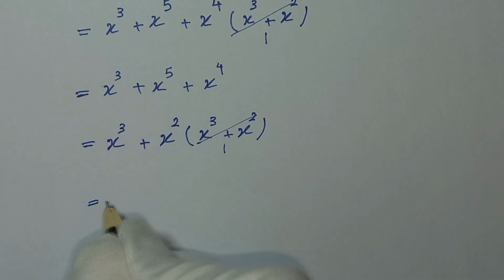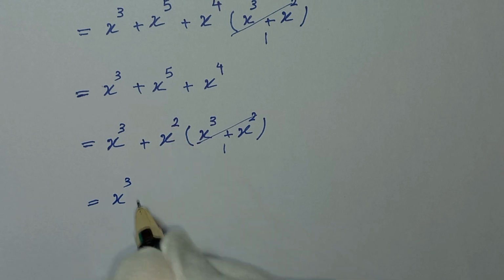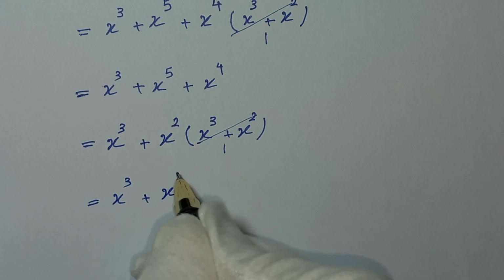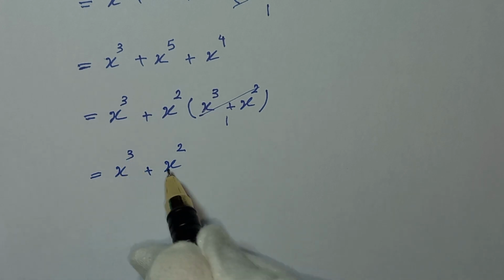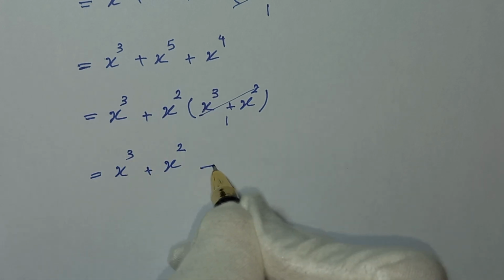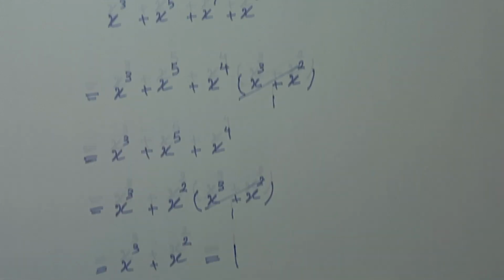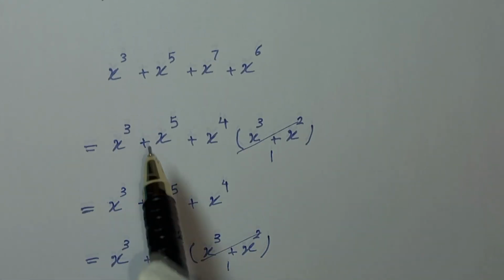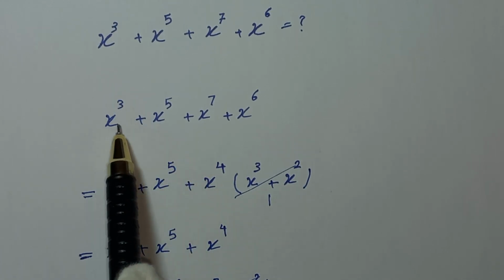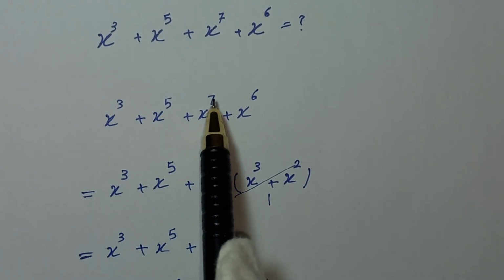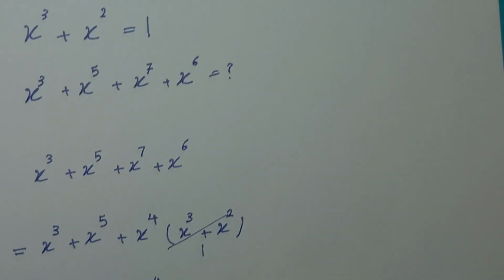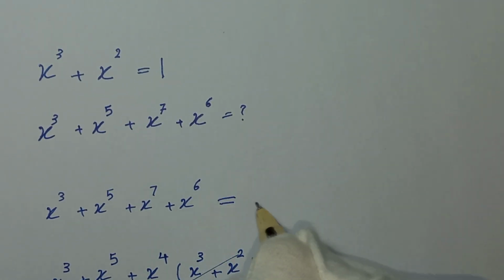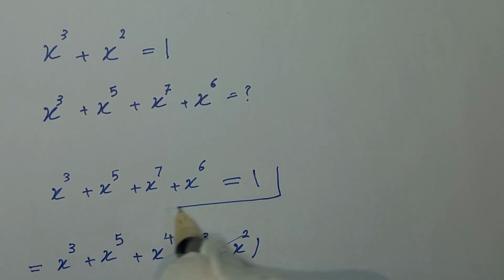So it will be x to the power of 2 times 1 is x to the power of 2. And here we have x to the power of 3 plus x to the power of 2, so this is 1. So this is equal to 1. So our answer for x to the power of 3 plus x to the power of 5 plus x to the power of 7 plus x to the power of 6 is 1. So this is our final answer.